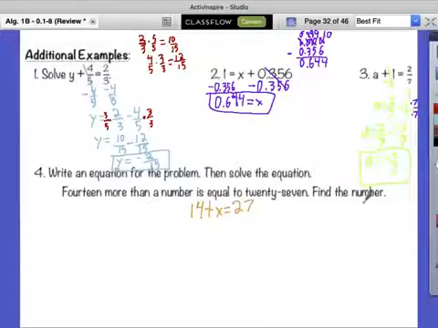Now we're asked to find the number, find the variable, right? Can you guys solve this one? I think so. Okay, go ahead and solve this one for x. Once you have any questions, raise your hand.